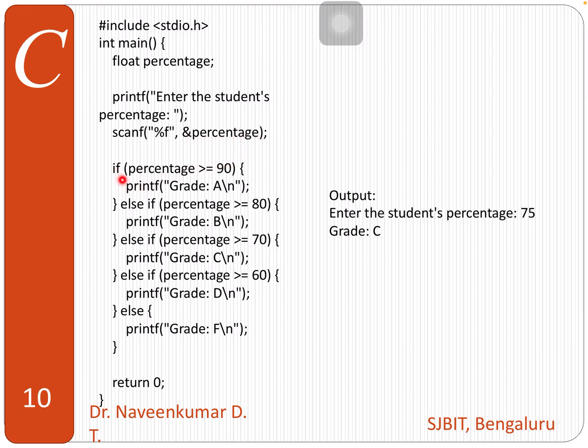Then the if statement: if percentage is greater than or equal to 90. I have entered 75 here, so this is false, therefore it will not execute this statement and goes directly to the next. If percentage is greater than or equal to 80, again it is false, so this is also skipped. Then if percentage is greater than or equal to 70, this is true, so it prints grade C. As soon as this is printed, it comes out of the block and goes to the return statement. It is the end of the program.